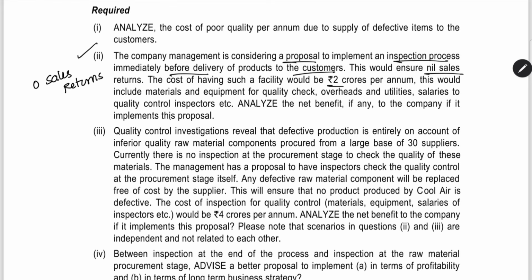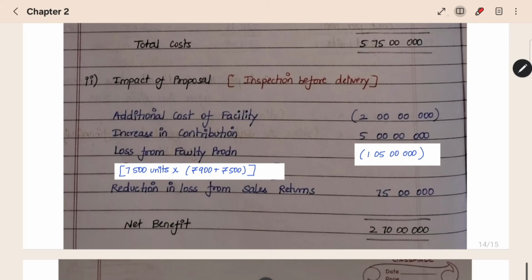The cost of having such a facility would be 2 crores per annum. The additional cost for implementing this facility will be 2 crore rupees per annum. This cost will include material, equipment, etc. They are asking to analyze the net benefit. Now we are going to see the solution. The solution is that this is a proposal for inspection before the delivery.